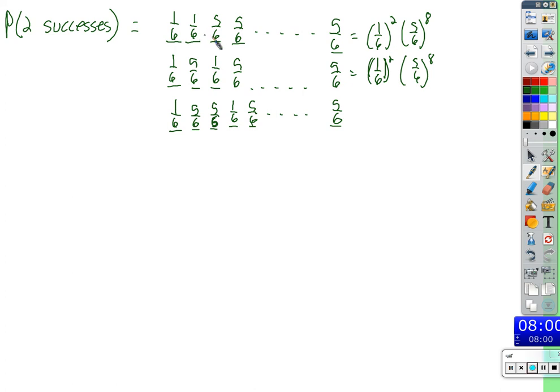So you can move that second one down until it gets all the way to the end, with 5/6 and 5/6 all the way through until the last one is 1/6. And then we move that first one here, right? We get 5/6, 1/6, 1/6, and then 5/6 all the way down. Do you see what I'm doing?